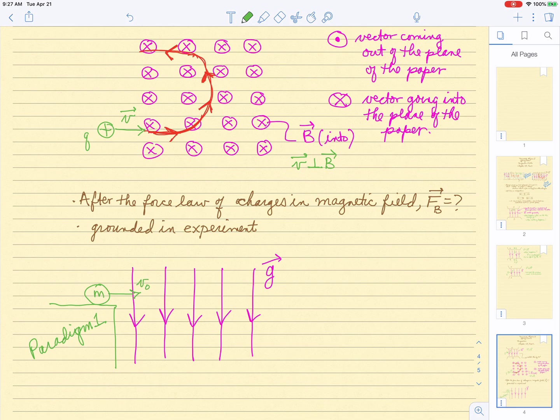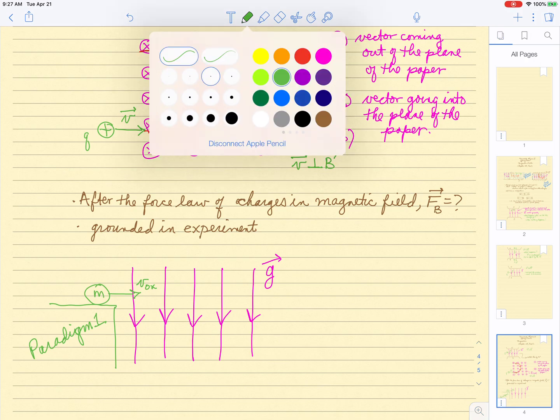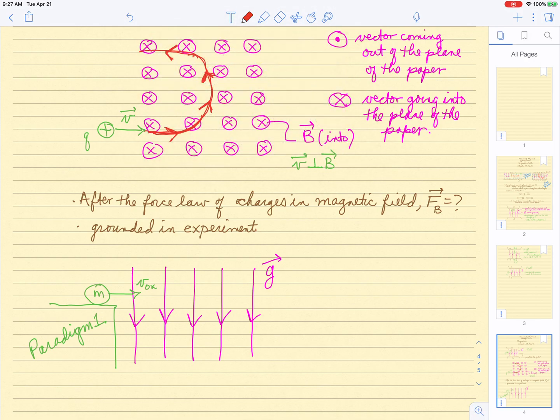This is some V0x. We all know, or hopefully we all know, what the resulting trajectory would be. It would be a parabolic trajectory, and we studied that in grand detail.